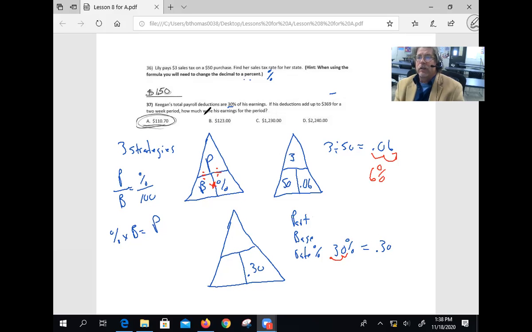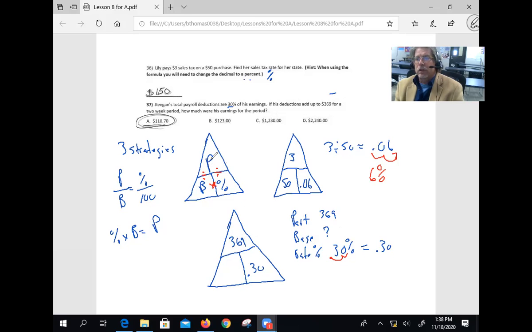Now what I got to figure out is the $369, notice that that's the deductions. That's the part that's actually coming out of my paycheck. So the 369 is here. And what I'm actually looking for is my whole paycheck, my earnings. So that's going to be the unknown in this problem. So that means the 369 would have to go here. And we don't know what goes here because that's the base.